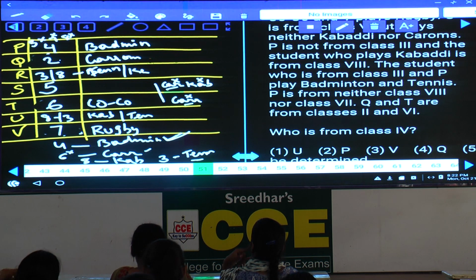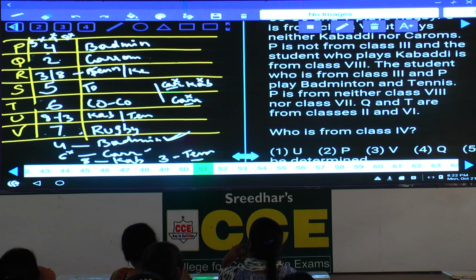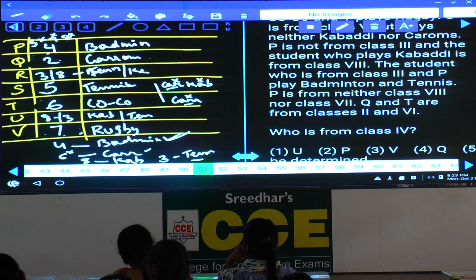Hence, how many possibilities do we have? We have 2 possibilities. Then regarding this, the 5th class student must play tennis. Then hence we have two possibilities in this one.